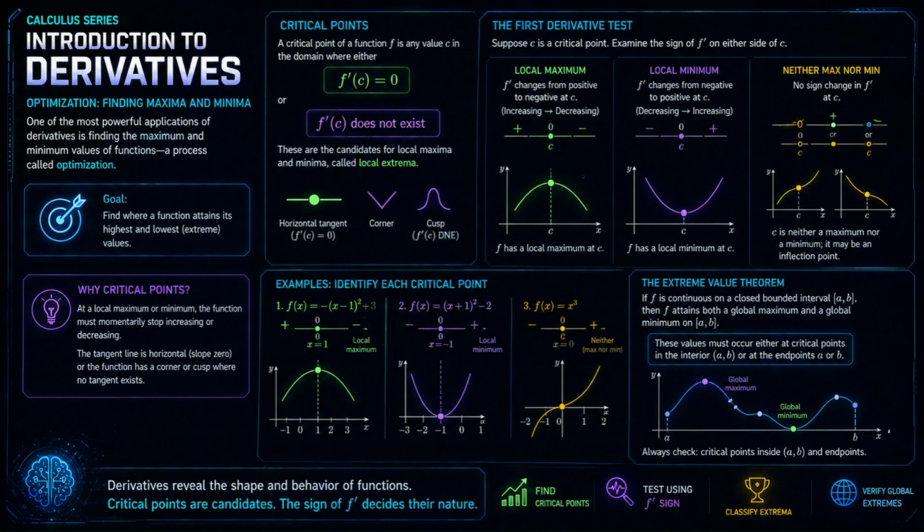The extreme value theorem guarantees that a continuous function on a closed bounded interval always attains its global maximum and minimum, and they must occur either at critical points in the interior or at the endpoints of the interval.